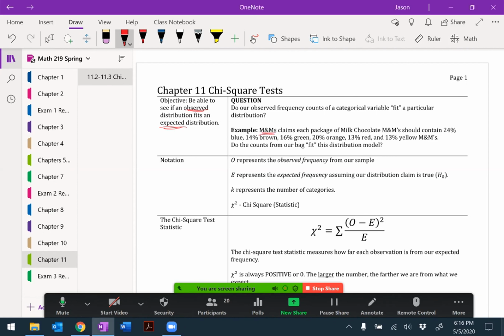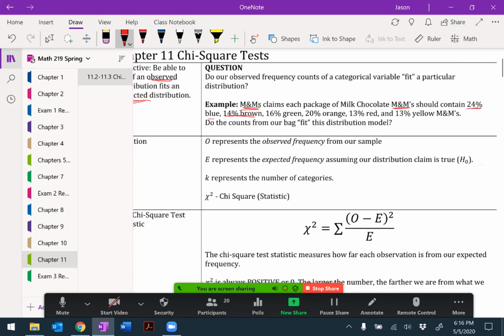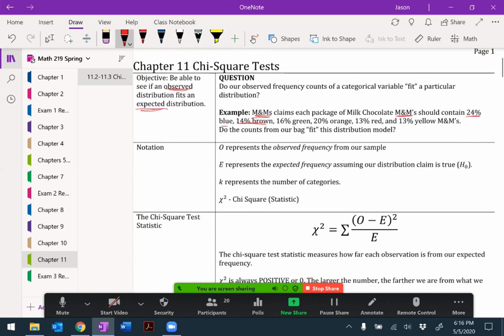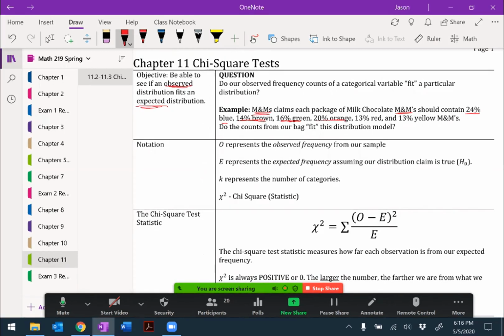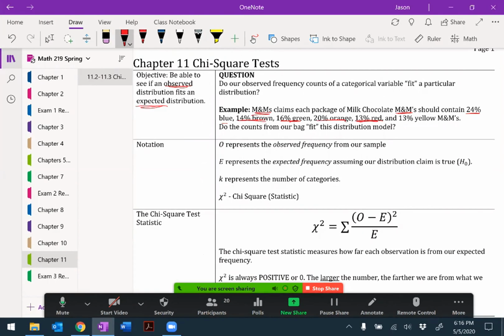Example: M&Ms claims its package of milk chocolate M&Ms should contain 24% blue, 14% brown, 16% green, 20% orange, 13% red. They used to not have red because they gave you cancer, but then they brought them back. And then 13% yellow.